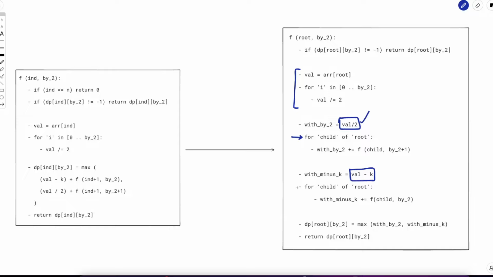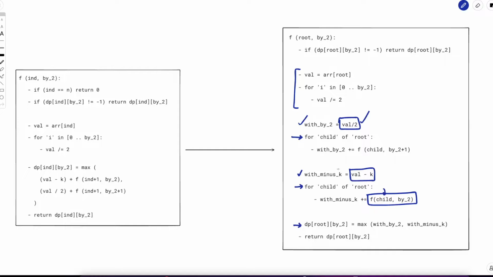In the second choice, again you will do the same thing. You will go to each of the route and ask what is the maximum number of points I can collect starting from this particular route, given I have to divide everything by 2 the same number of times, right? Now with by 2 you get the maximum value you can collect. With minus k you get the maximum point you can get. So the actual answer would simply be max of these two, and you return that as an answer, right?